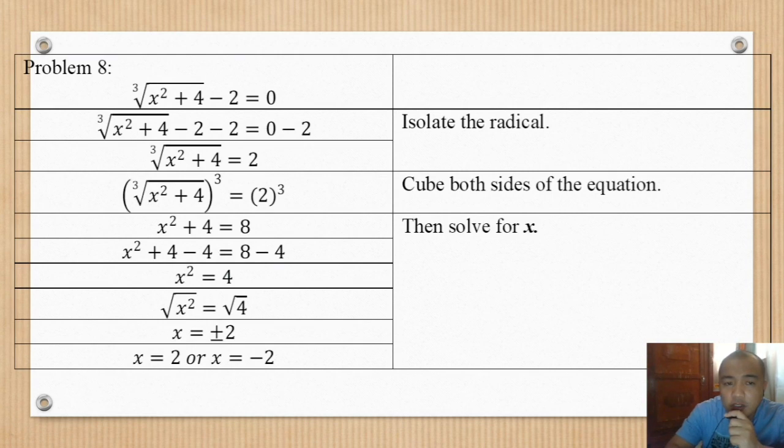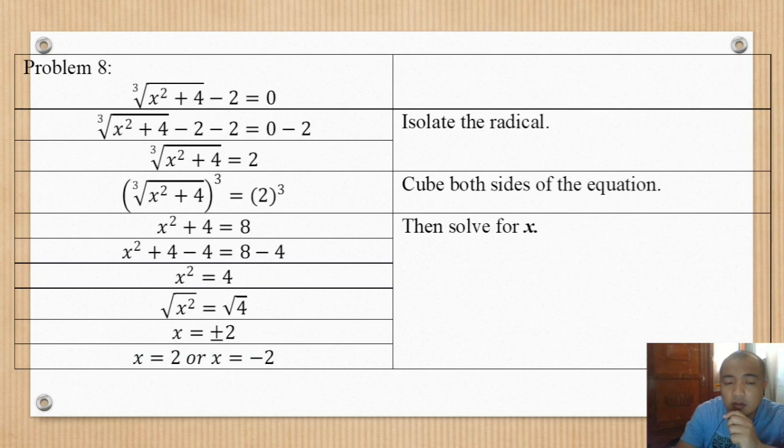And from this equation, this is also for x. x squared plus 4 equals 8. Transpose 4. 8 minus 4 is 4. So, x squared equals 4. Then get the square root of both sides. Square root of x squared is x. Square root of 4 is positive, negative 2. So, therefore, there are two solutions: 2 and negative 2. Okay? Positive 2 and negative 2 are the solutions.